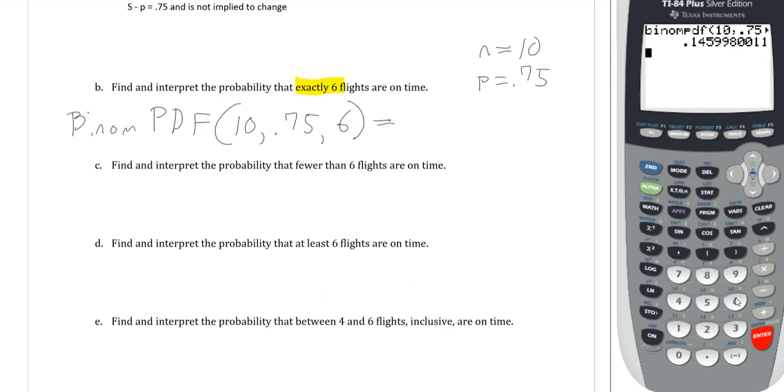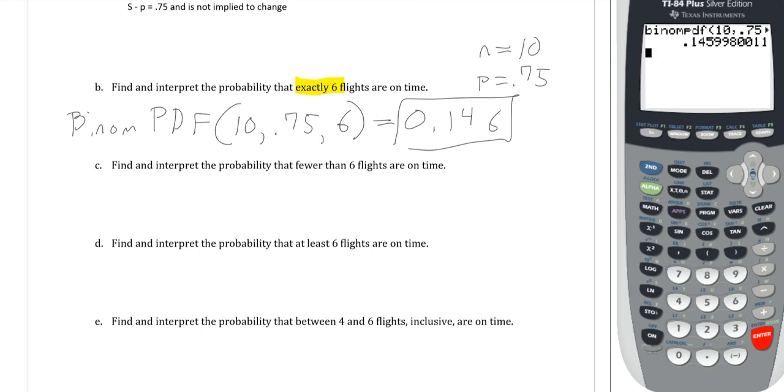Okay. I think this is an answer of 0.146. And that's it. This is far more convenient than how we would have had to do it before, because we would have had to consider putting 10 things in order and how many different ways we can have 6 of those flights being on time and the other 4 not, which there's a lot. There would be 10 choose 6. There's a lot of different ways you could do this.